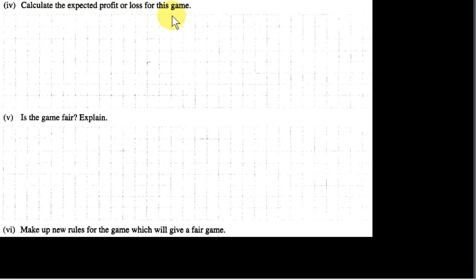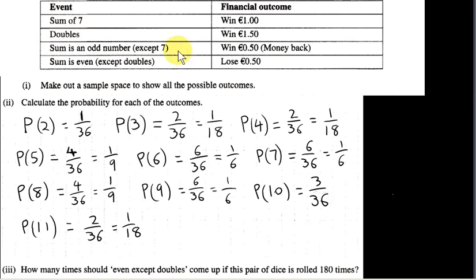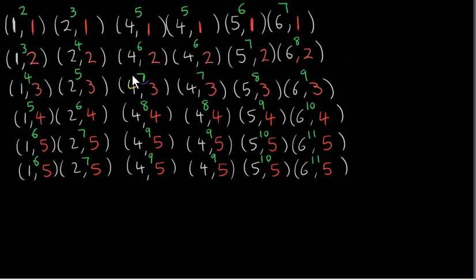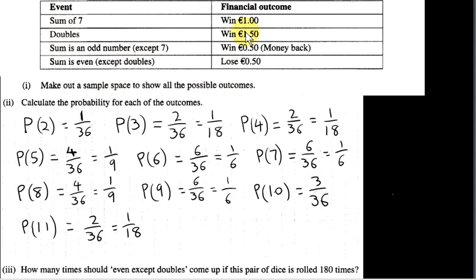Calculate the expected profit or loss for this game. So we need to look at the financial outcomes for different events, and I will write these in on the sample space. So we see that if the sum is 7, the outcome is €1. So let's look at sums of 7. For doubles, the win is €1.50.